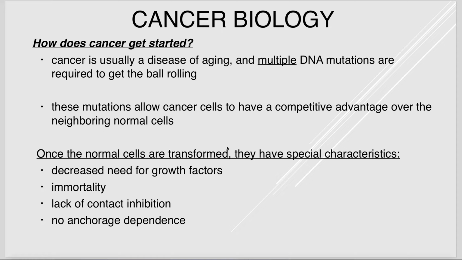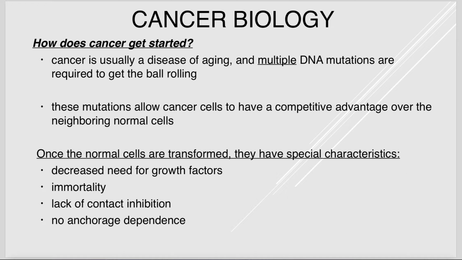So how does cancer get started? The big takeaway here is that it all starts with the DNA, and it takes multiple DNA mutations in order to get cancer started. Okay, that's the key to all of this. And these mutations, for some reason, give cancer cells a competitive advantage over normal cells in the vicinity. And once these normal cells become transformed, once this cancer ball starts to roll, they have special characteristics. One is they don't have such a need for growth factors, meaning they can grow in the absence of growth factors. Most cells need to be told to grow. Cancer cells don't need that. They also have immortality, which means they don't die.